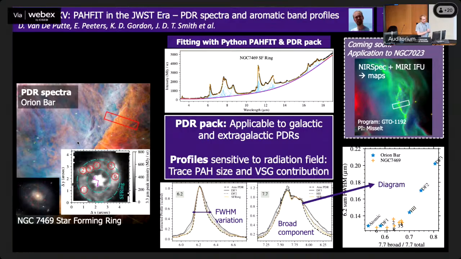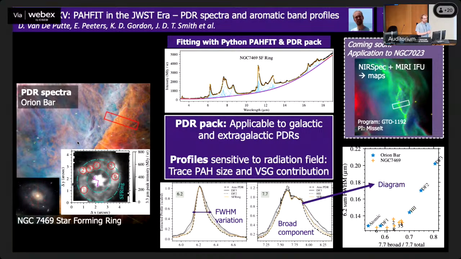In that collaboration, I've also been working on a tool called PAHFit. It is conceptually relatively simple. It decomposes a spectrum into a continuum and then all the infrared bands. Using those Orion Bar spectra, I have set up some settings for PAHFit, which I call the PDR pack. And I've also found that those settings work very well for some extragalactic star forming regions. So I show a spectrum of NGC 7469 as an example there.